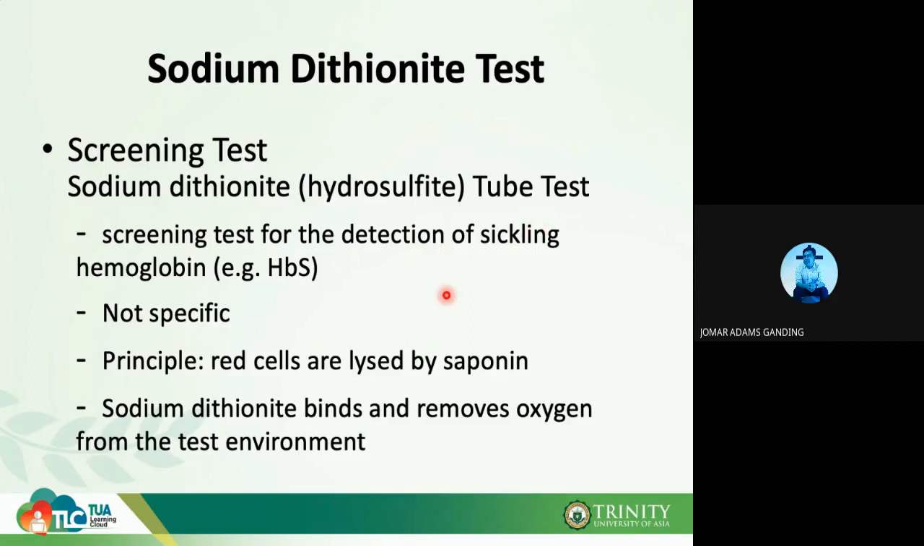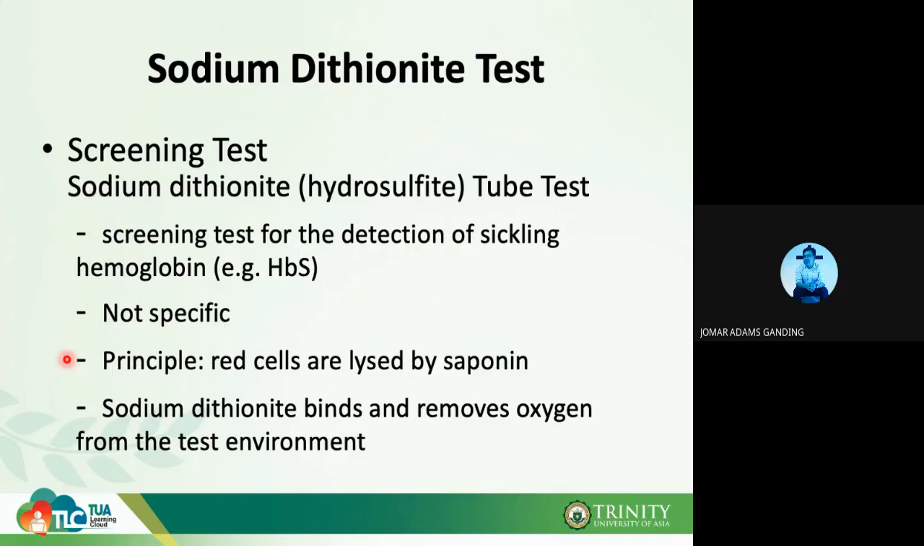Yun yung sickle. Okay? So in your RBC, 'di ba? Remember, your RBC is a discoid, biconcave siya by shape. But in your sickle cell anemia, in the presence of your hemoglobin S, it becomes now sickle shape. Kaya siya tinawag na sickle cell anemia. And what is present in sickle cell anemia is your hemoglobin S. So, again, in your sodium dithionite, this is a screening test detecting your sickling hemoglobin, which is your hemoglobin S, seen in your sickle cell anemia.